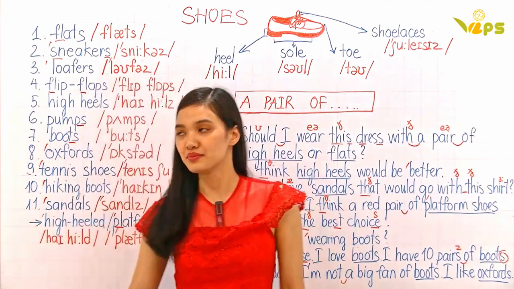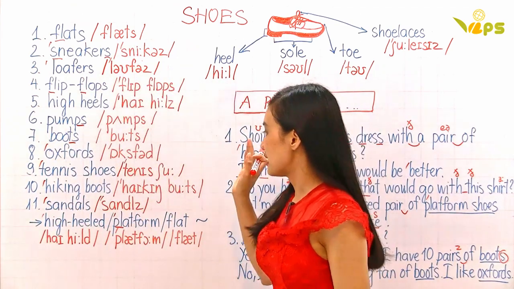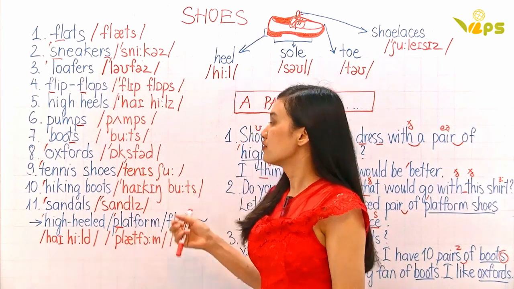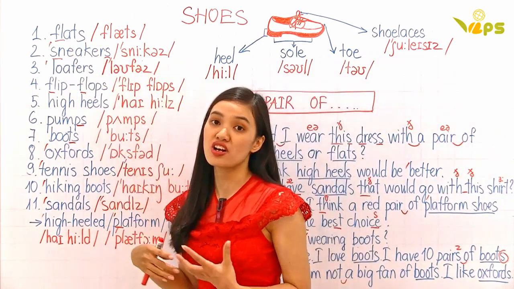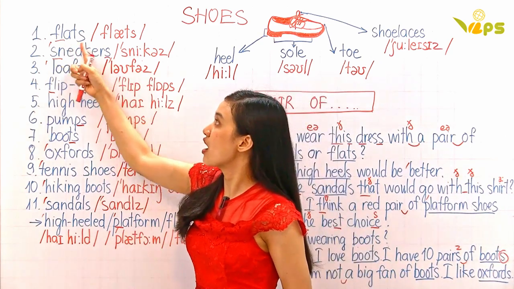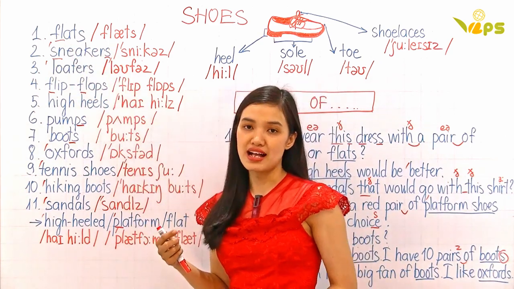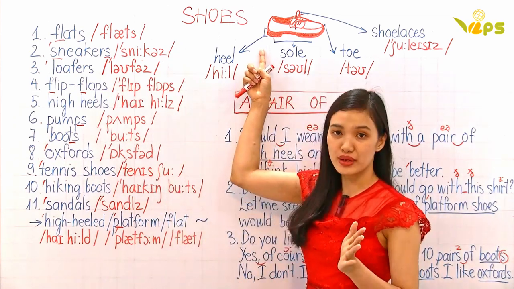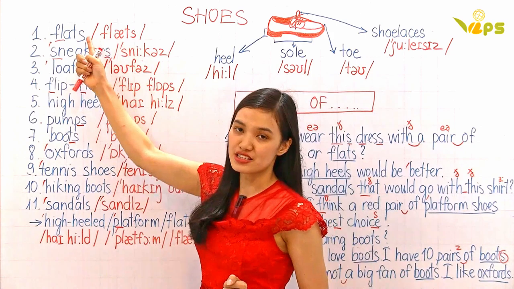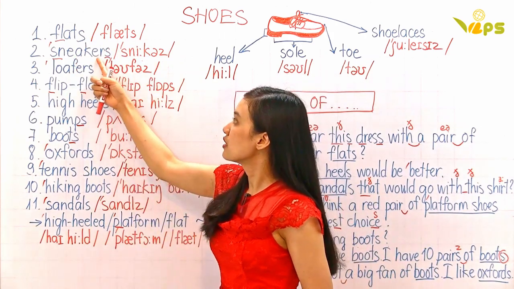Now, let's study 11 types of shoes. First, flats. Remember the consonant cluster "fl". Flats, that means flat shoes. No heel. Flats or flat shoes.